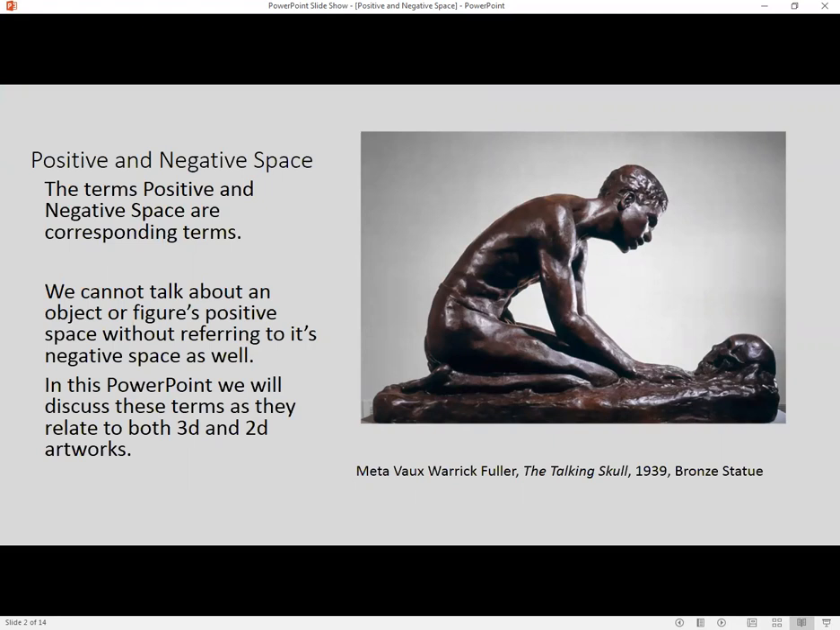So sometimes when we talk about positive and negative space, students think my positive space is when I'm happy and I'm with my friends, and my negative space is when I'm with people of different political views than mine. That's not the kind of positive and negative space we're talking about.